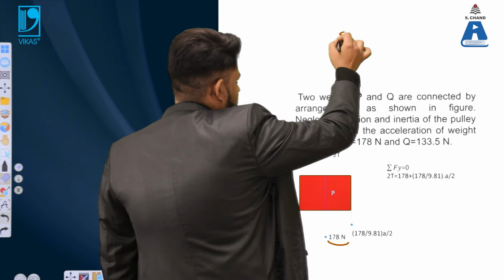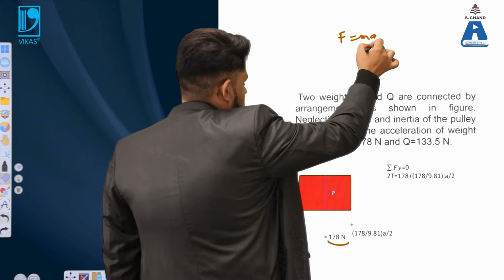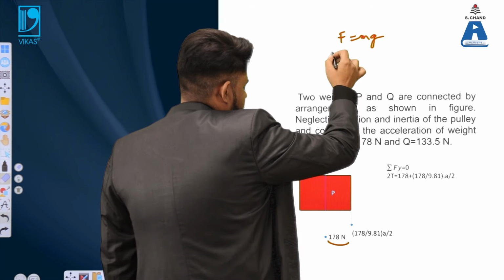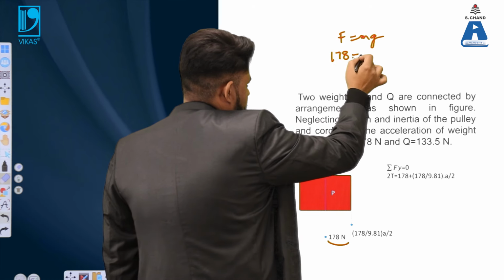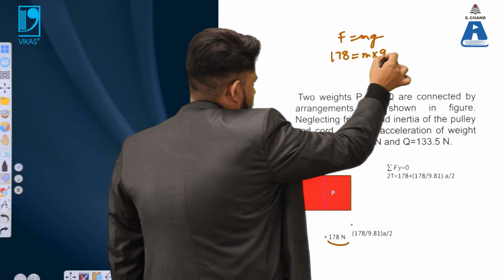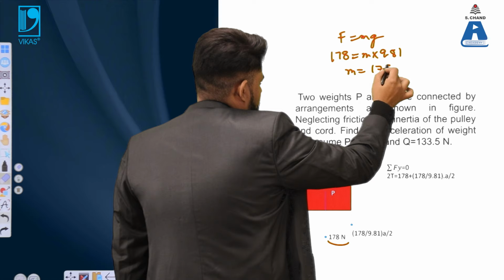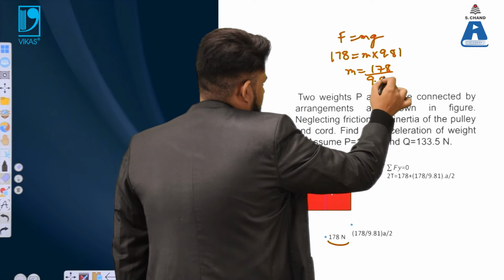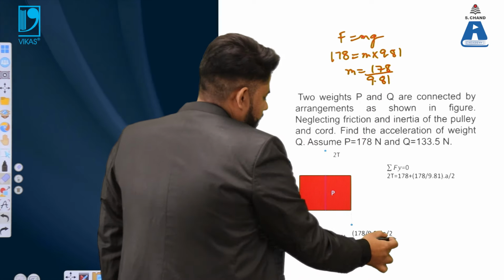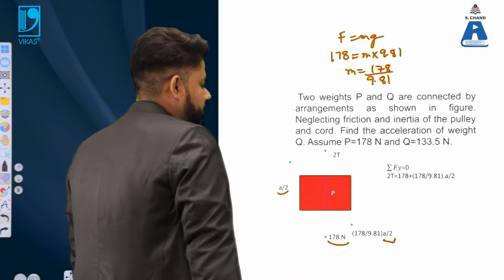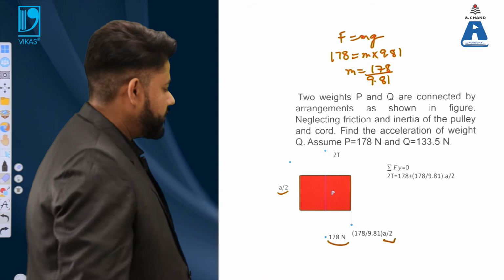So F equals MA, where F is 178, the mass is required, and g is 9.81. From there, M is 178 over 9.81, multiplied by the acceleration value, which is to be taken into consideration.